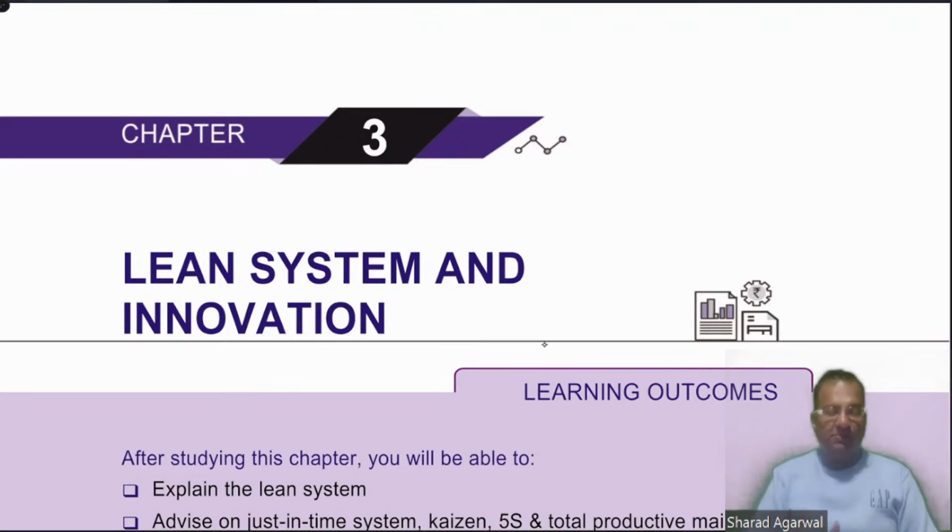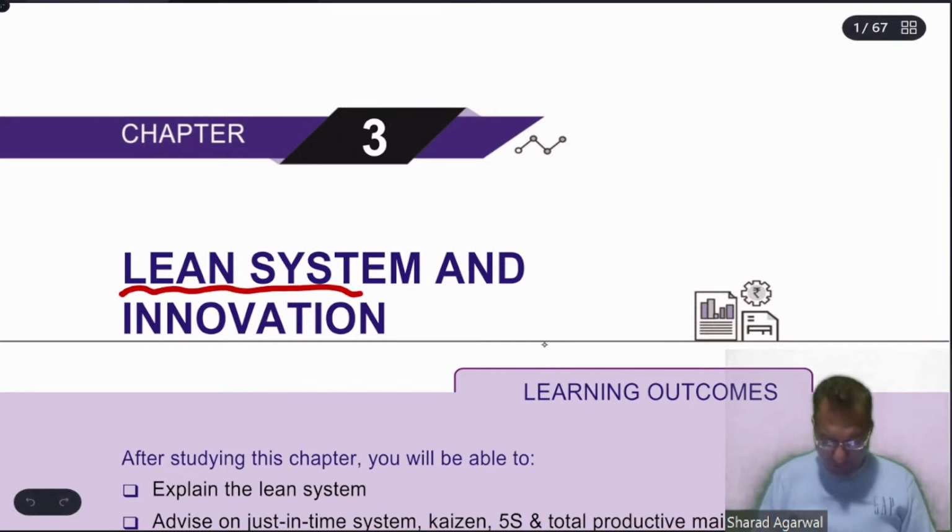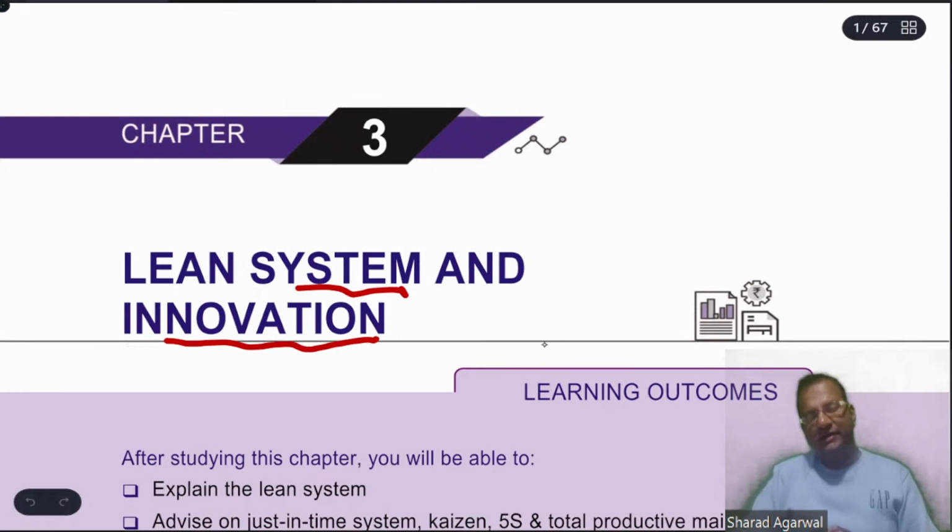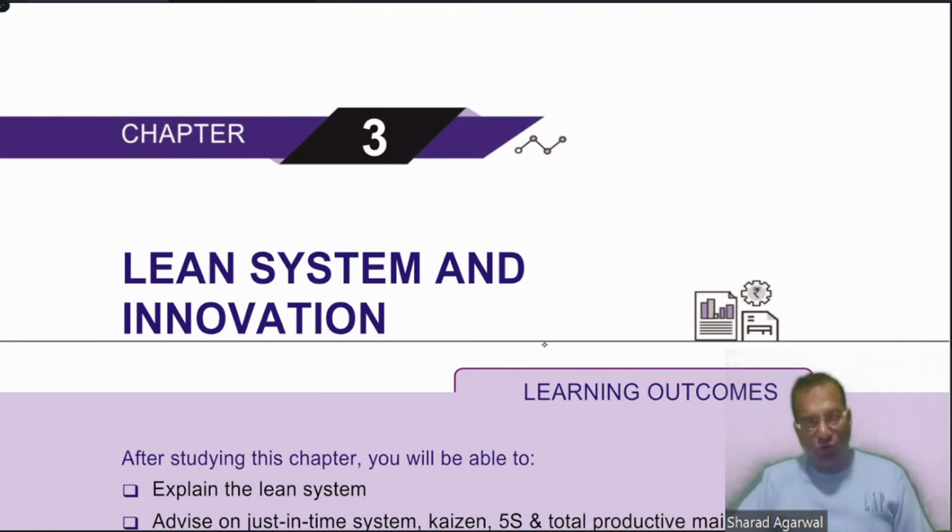Basically, this chapter number 3 is bifurcated into 2 broader categories. As the name itself indicates, it's Lean System and Innovation. Lean system is the very first topic, while innovation is altogether different topic. Although both the topics are merged in chapter number 3, they carry different concepts, different meanings.